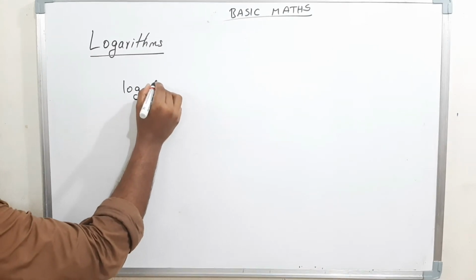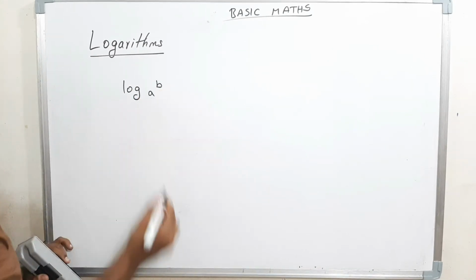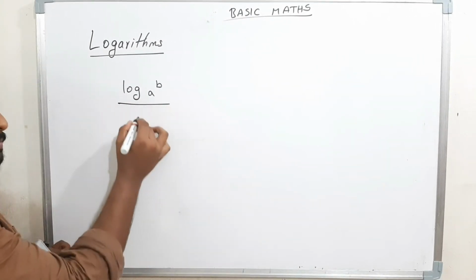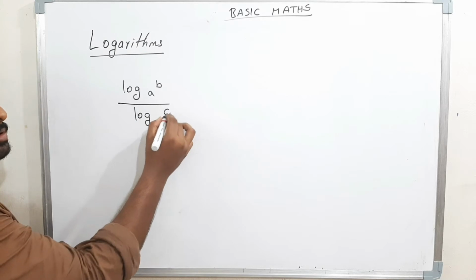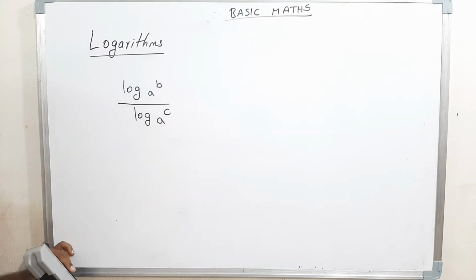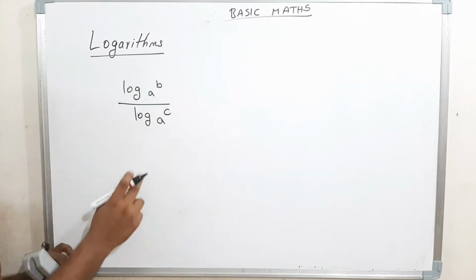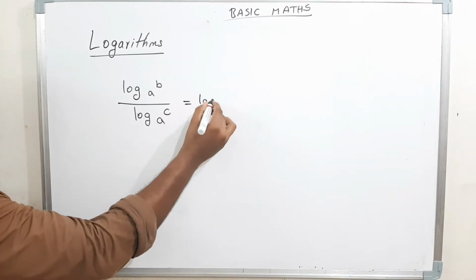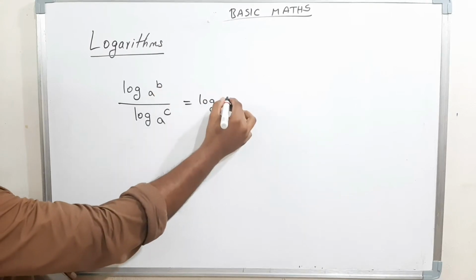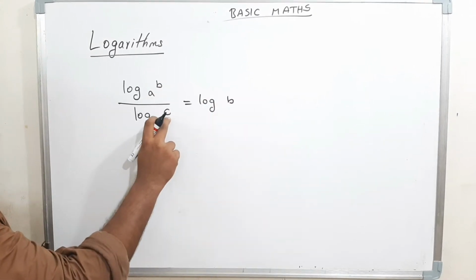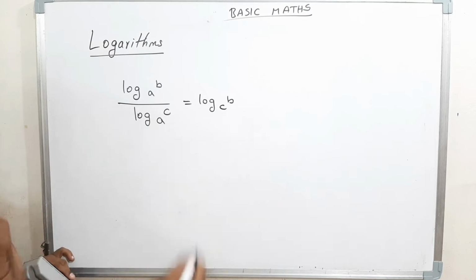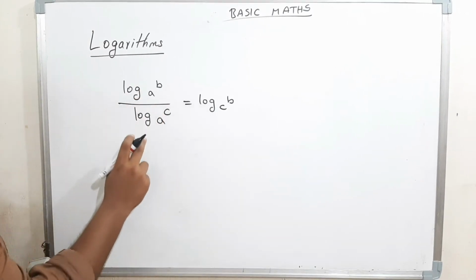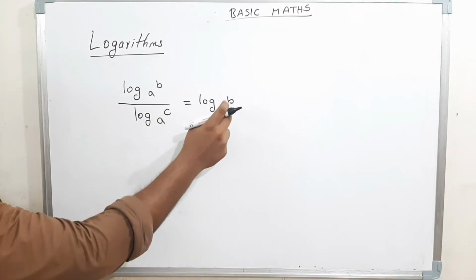Log b base a by log c base a. Observe carefully. Log b base a by log c base a is equal to log b. What is here? C is there. Therefore, this c will come as a base. Is it clear? Log b base a by log c base a is equal to log b base c.